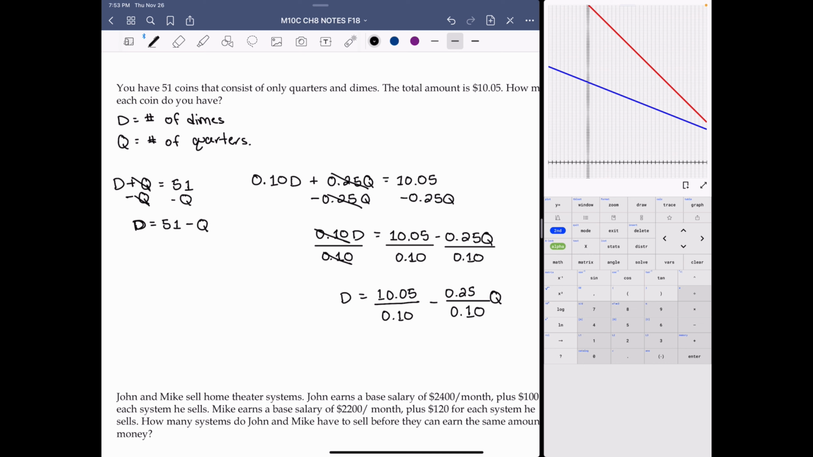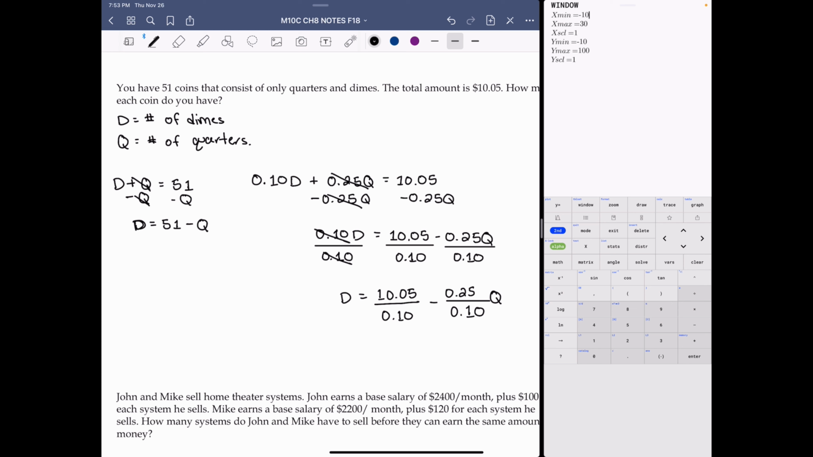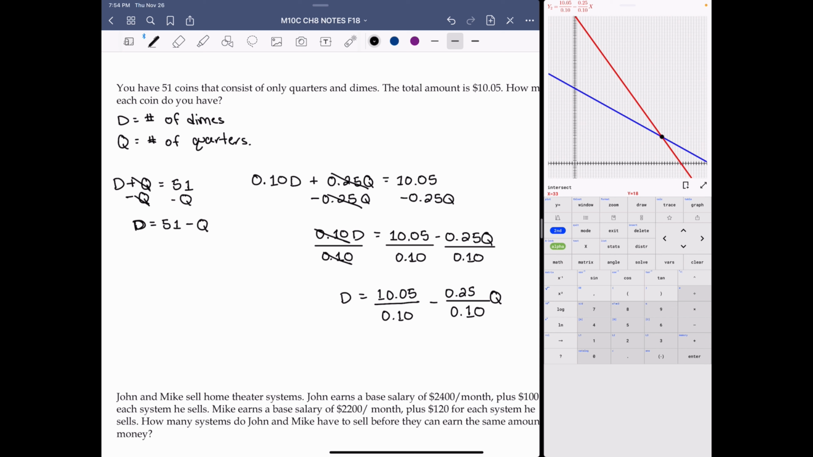So again, go to your window. Left to right is x-axis. Moving to the right would be x max. It's at 30 right now. I need to go higher than that, so maybe I'll try 50. Then graph. And now I can see the intersection point. Second trace 5, enter, enter, enter, or F5, F5 to find the intersection point. And we get 33 and 18.